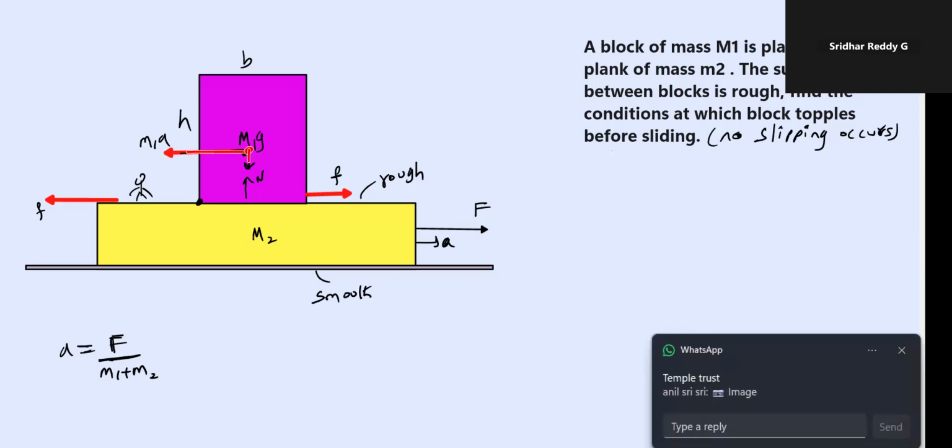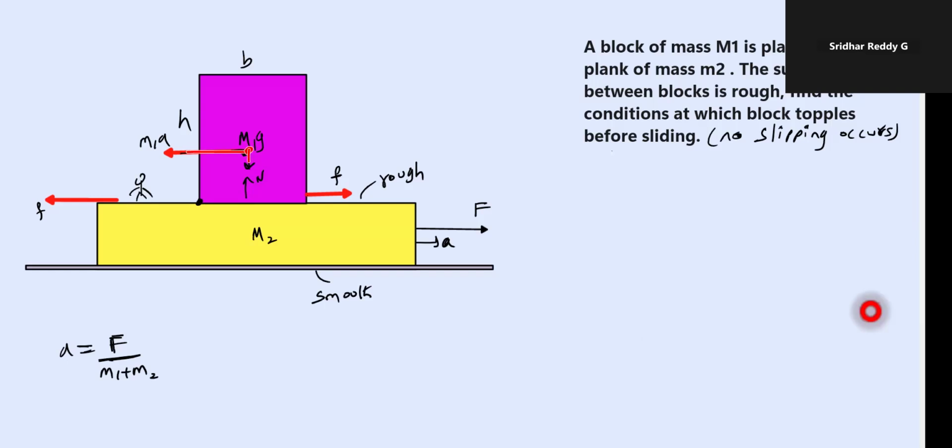The weight will pass through it, and the normal reaction will pass through it. Then the friction will set up an anticlockwise torque. Who should balance that? For that reason, the normal reaction will not act here, but at this point. And there is the normal reaction on the plank by the ground.